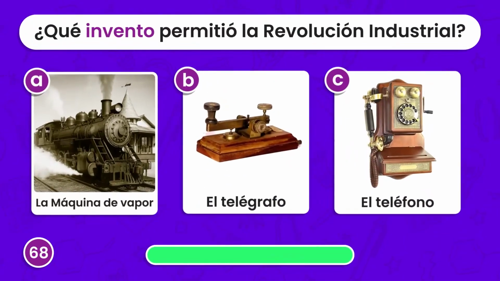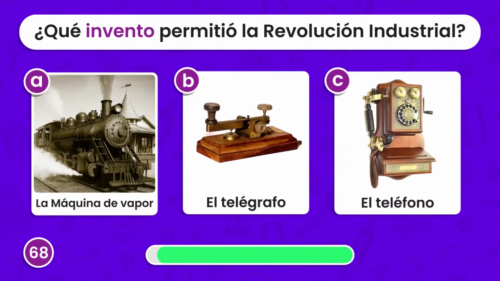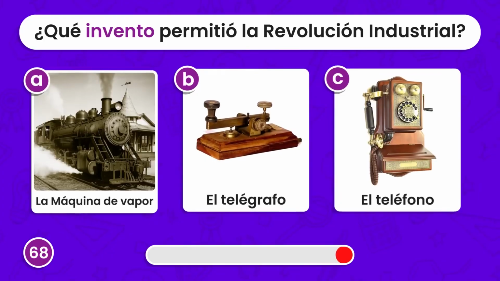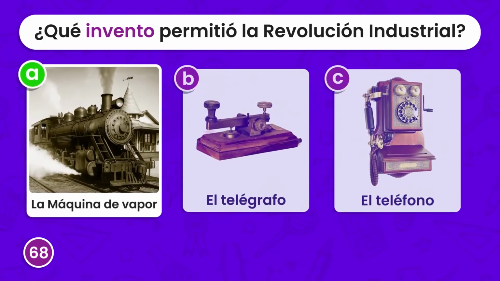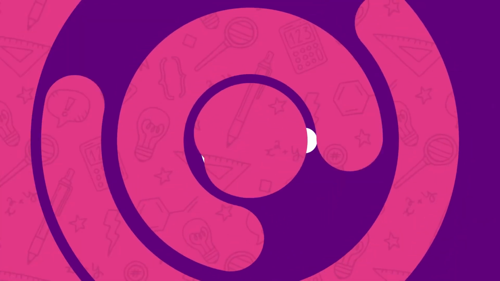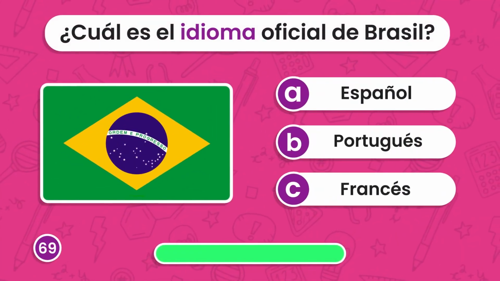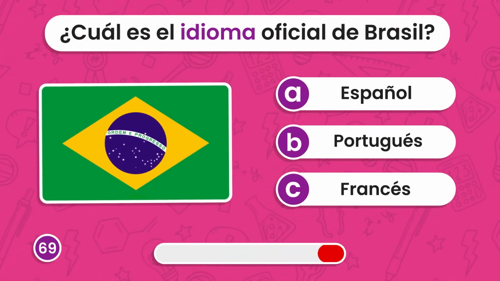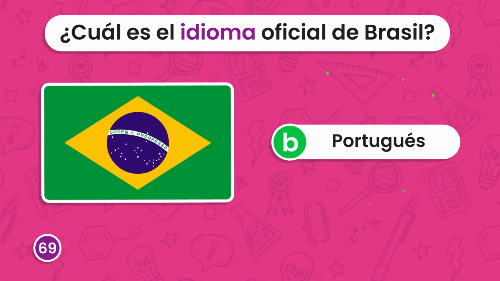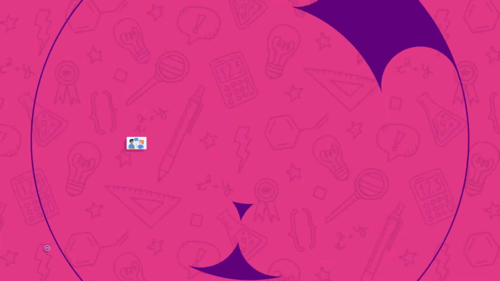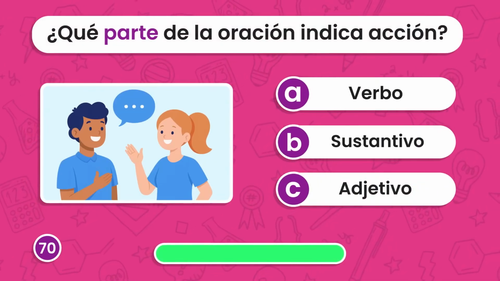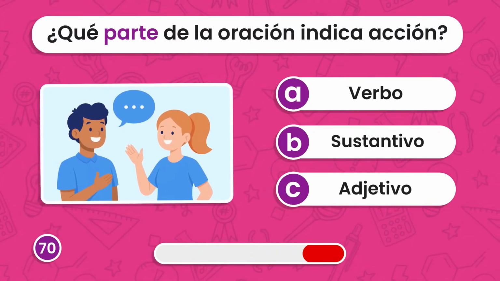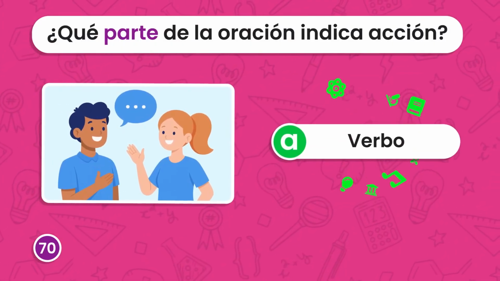What invention sparked the Industrial Revolution? The steam engine. What is the official language of Brazil? Portuguese. Which part of the sentence indicates action? The verb.